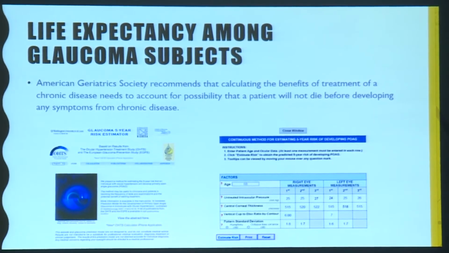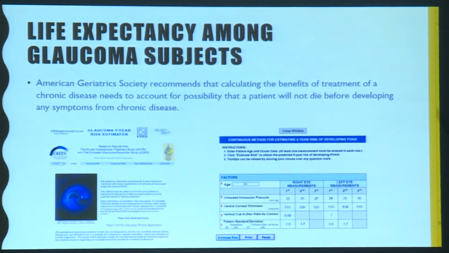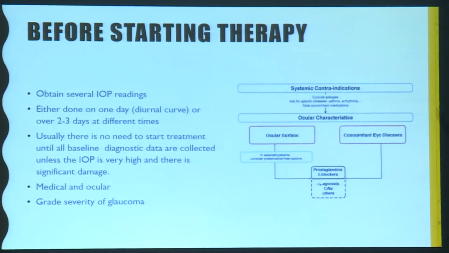So OHTS actually has a software out there which can calculate your glaucoma suspect patients' risk, and it can estimate the 5-year risk of developing POAG in these patients if you give it a few baseline data points. So always before starting therapy, try and take several IOP readings. There's usually no need to start treatment unless all baseline diagnostic tests are available, unless of course the IOP is very high and there is significant damage.